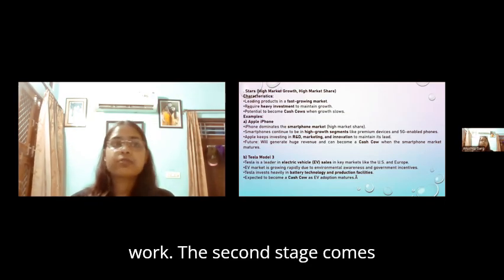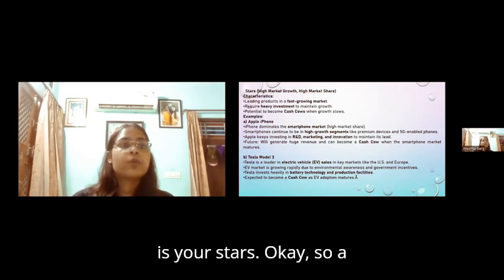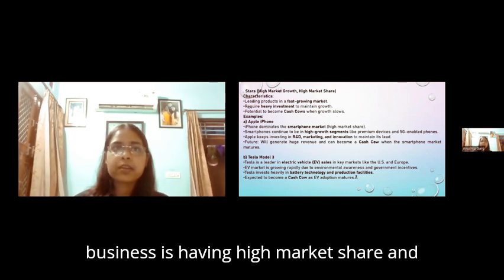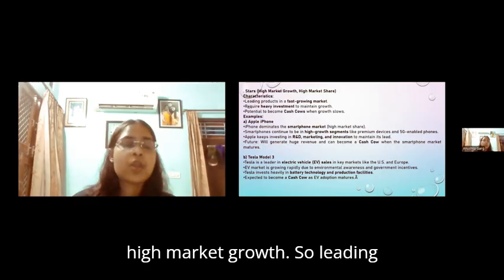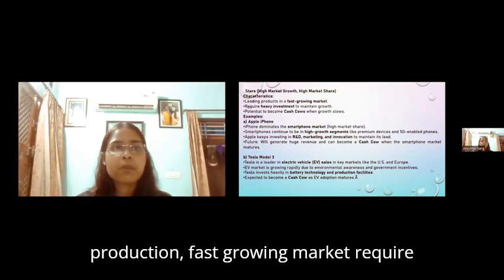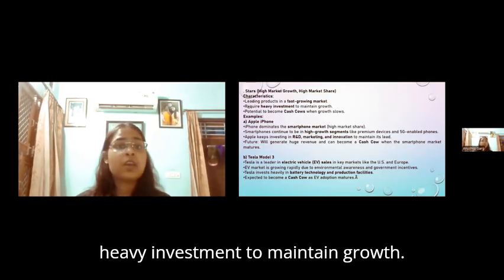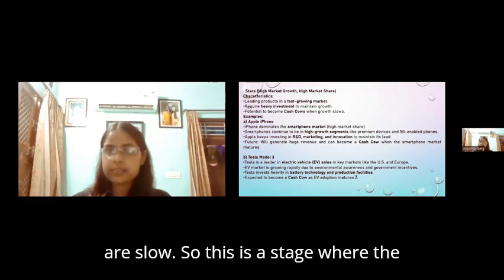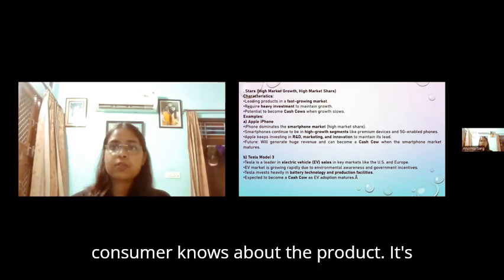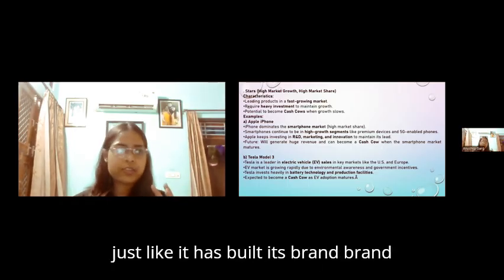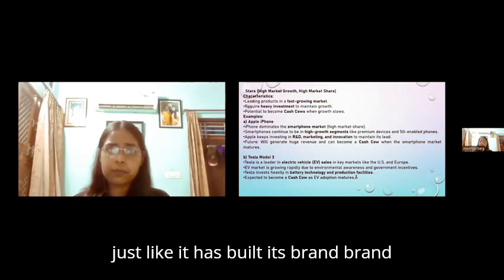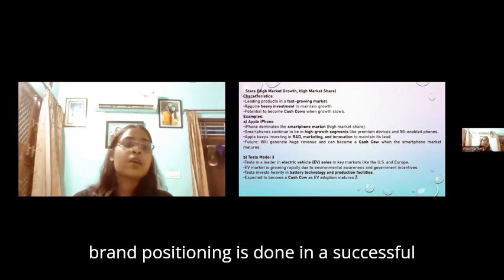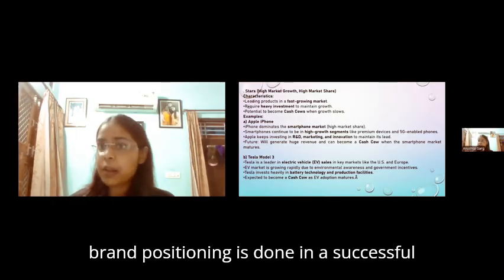The second stage is stars. A star is basically that stage where the business has high market share and high market growth. These are leading products in a fast-growing market that require heavy investment to maintain growth, with the potential to become cash cows when growth slows. This is the stage where the consumer knows about the product. It has built its brand image, and brand positioning is done in a successful manner.